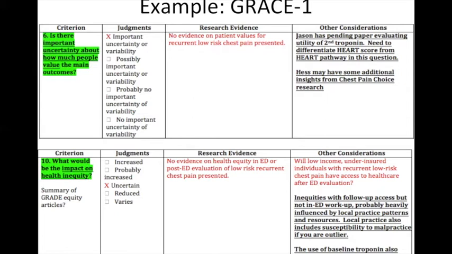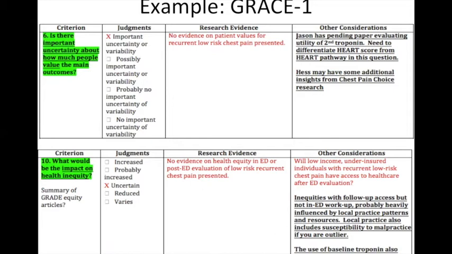There was no direct research evidence on patient values for low-risk chest pain presentations or the 30-day MACE outcomes, ACS outcomes. Somebody presented a paper pending evaluating the utility of second troponins and then integrating the heart score or other risk stratification tools in there. And there was some comment that Ericas had published some stuff from Mayo Clinic on chest pain choice research. So there is a body of evidence on that.